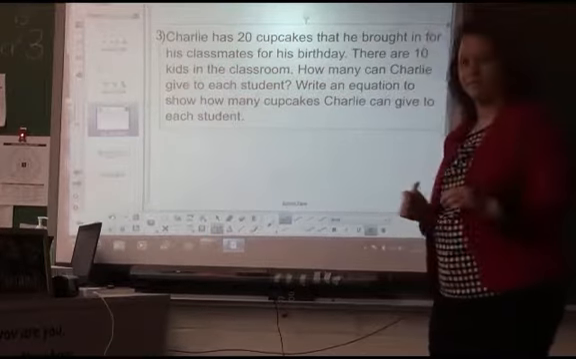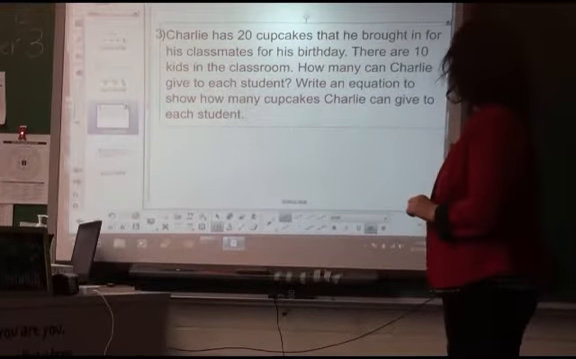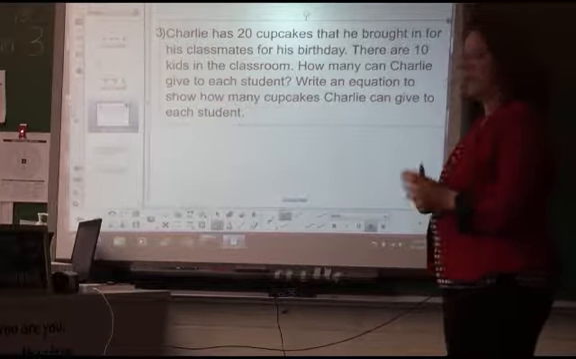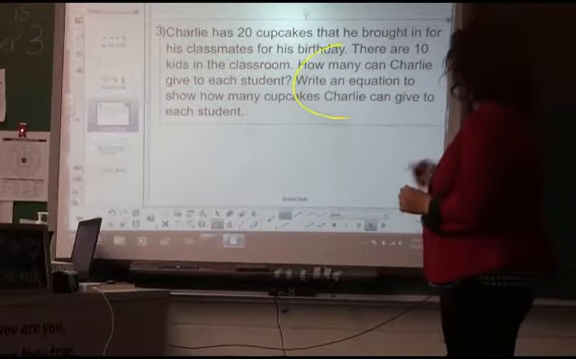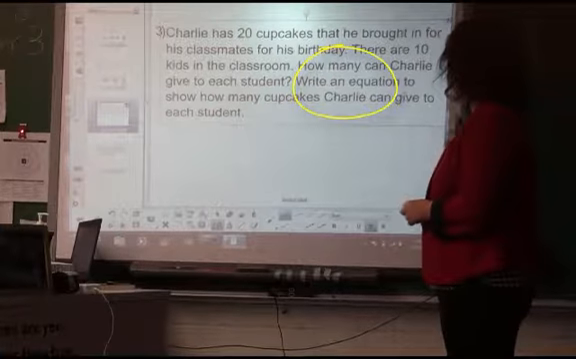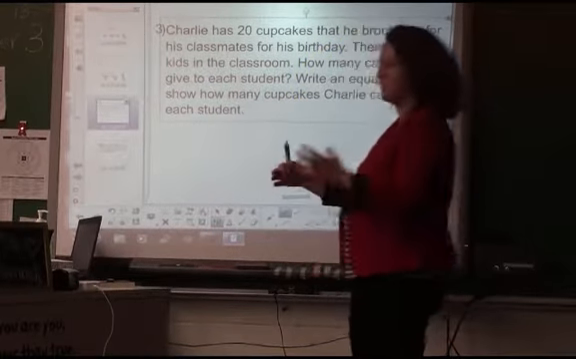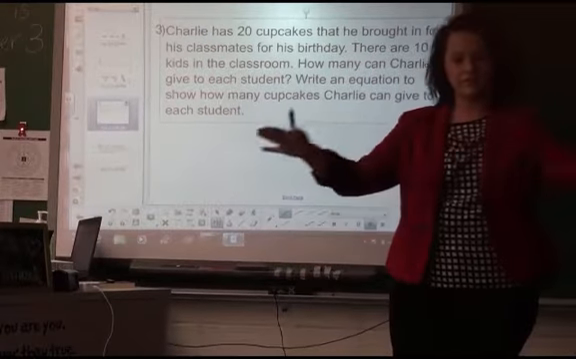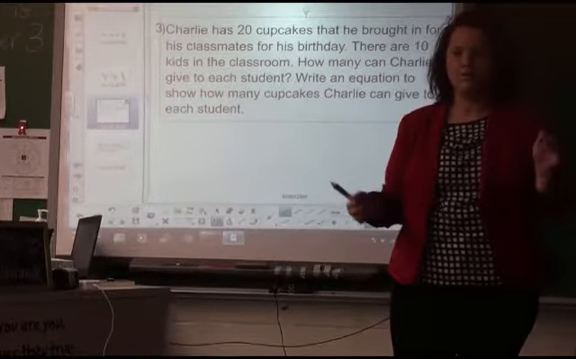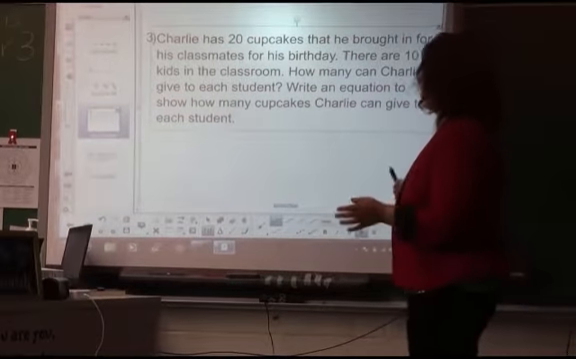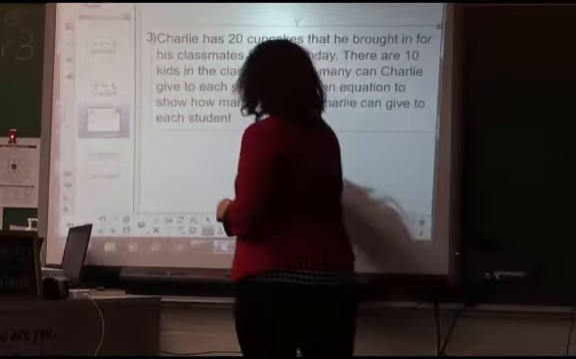Now, the third one. Charlie has 20 cupcakes that he brought in for his classmates for his birthday. There are 10 kids in the classroom. How many can Charlie give to each student? Write an equation to show how many cupcakes Charlie can give to each student. So when we see something like that, we want to know he's coming in with 20 cupcakes, and there's only 10 kids in the classroom. So we want to know with those 20 cupcakes, how much can each student get? So with that, we're going to just do division.